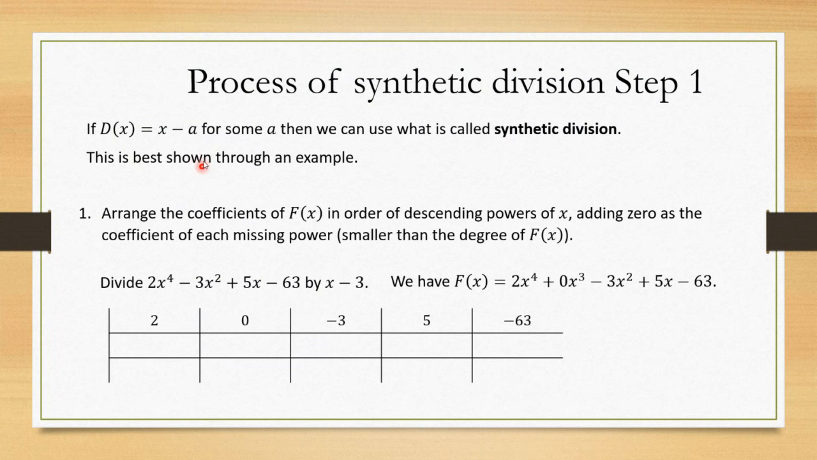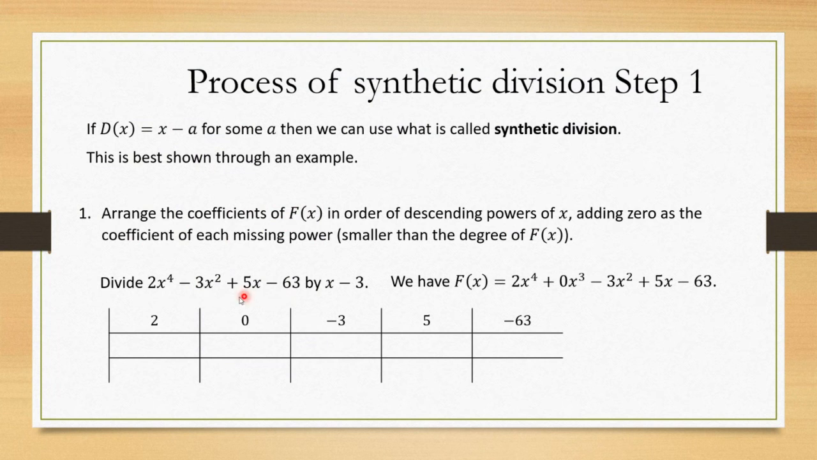Okay, so let's do that. So the coefficients of capital F, again, capital F is the dividend. You're dividing d of x into it. You want capital F in standard form. That's what I mean by descending powers of x. And if you're missing a term, you add 0 as the coefficient for each missing power. You're definitely going to want to do that. Basically, what's going to happen is this, as illustrated by this example.